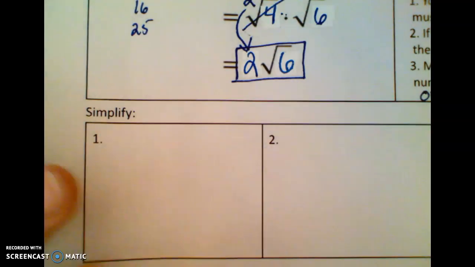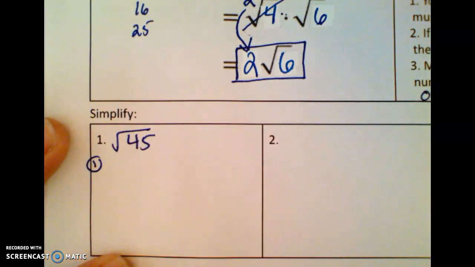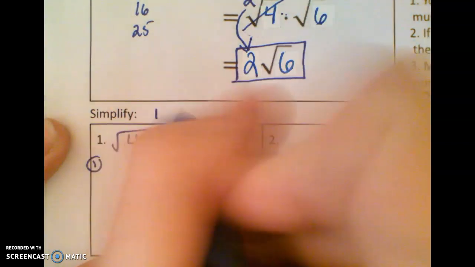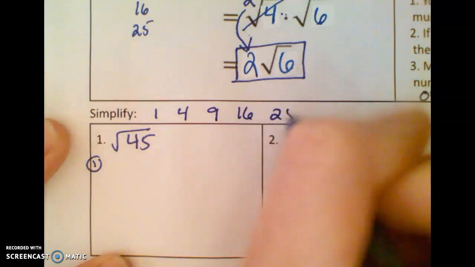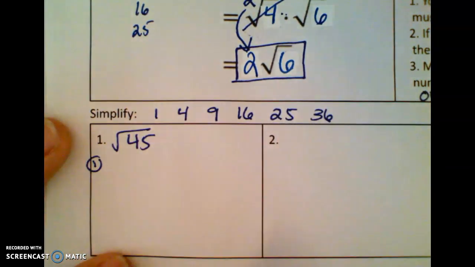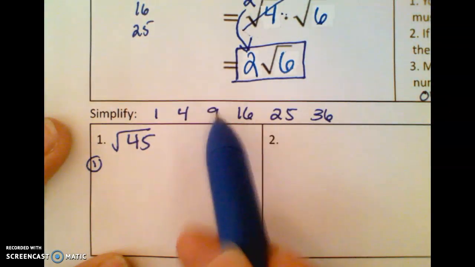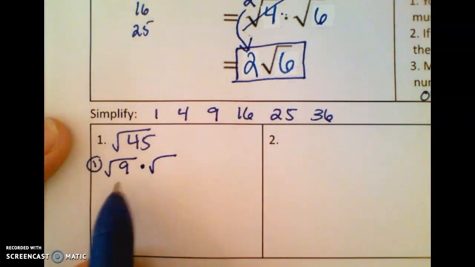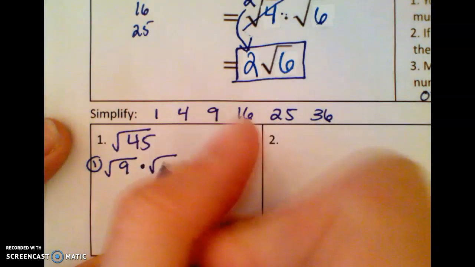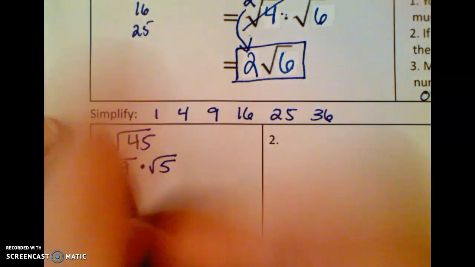So let's simplify. We have the square root of 45. Well, method 1 here. Method 1 is using our perfect squares. So let's write out some of our perfect squares. We know we have 1, 4, 9, 16, 25, 36. 36 does not go into 45. 25 doesn't, 16 doesn't, but 9 does. So we can split this up as the square root of 9 times, well, 9 times what is 45? It's 9 times 5.